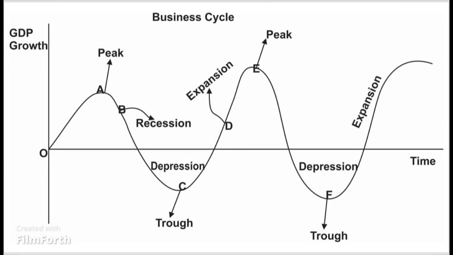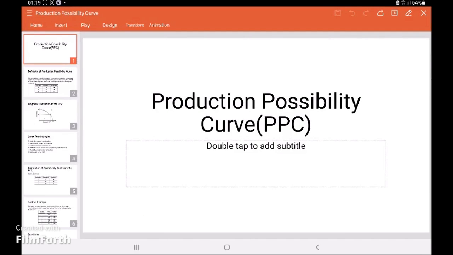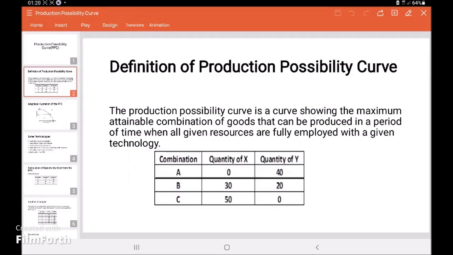Today on Revision Hour, we want to look at the concept of production possibility curve and how to use the production possibility curve to calculate opportunity costs. So in our next slide, we want to remind ourselves of the production possibility curve.